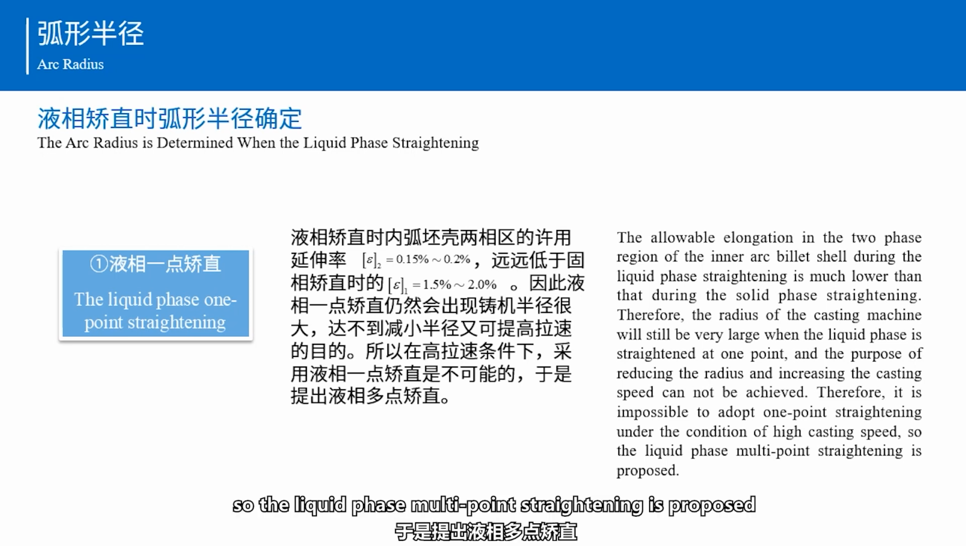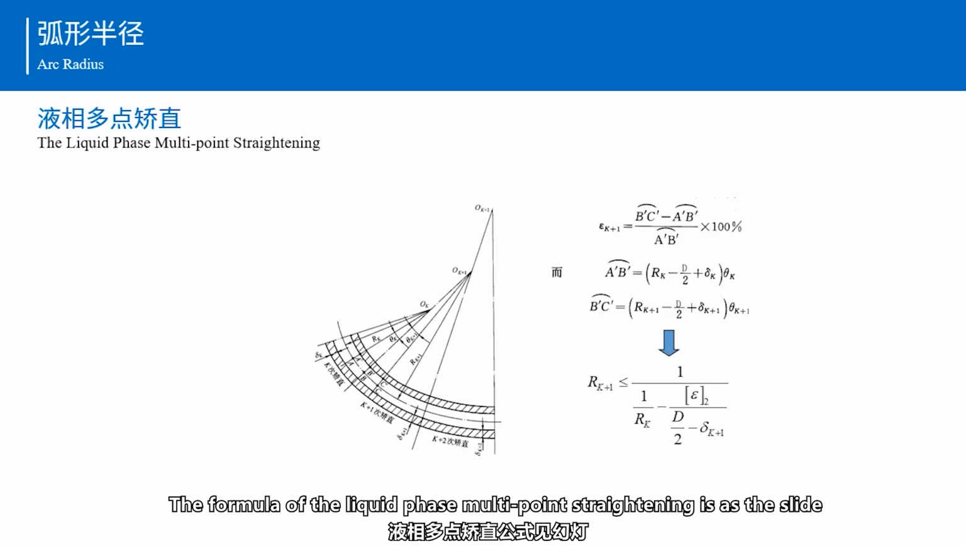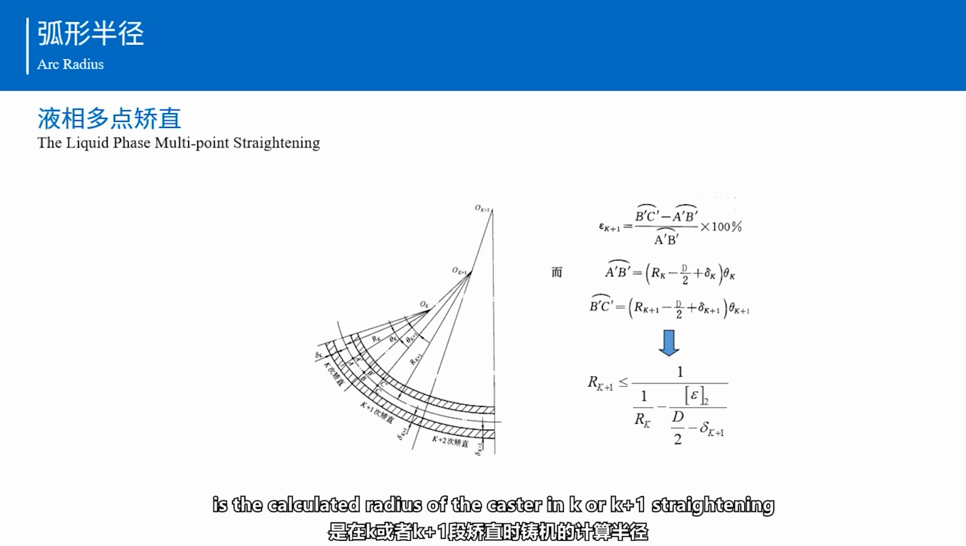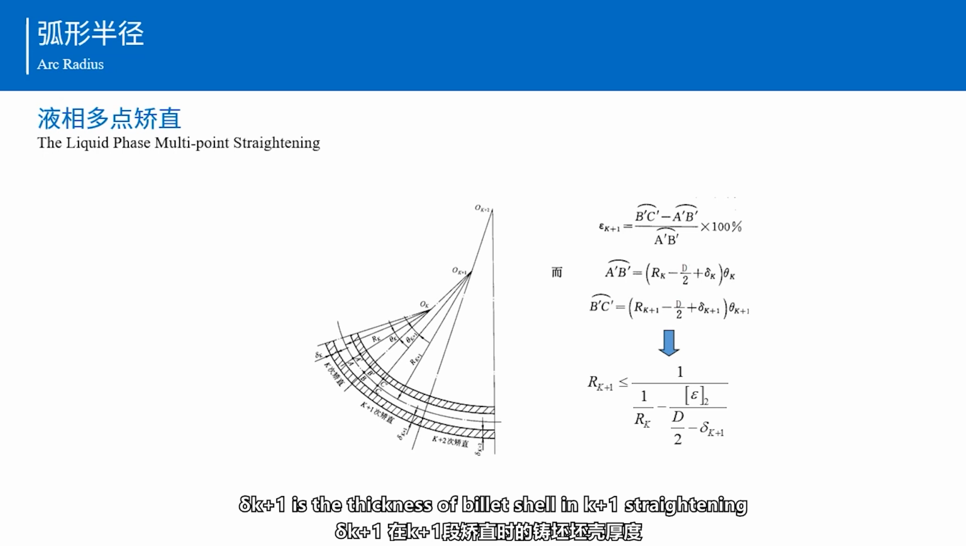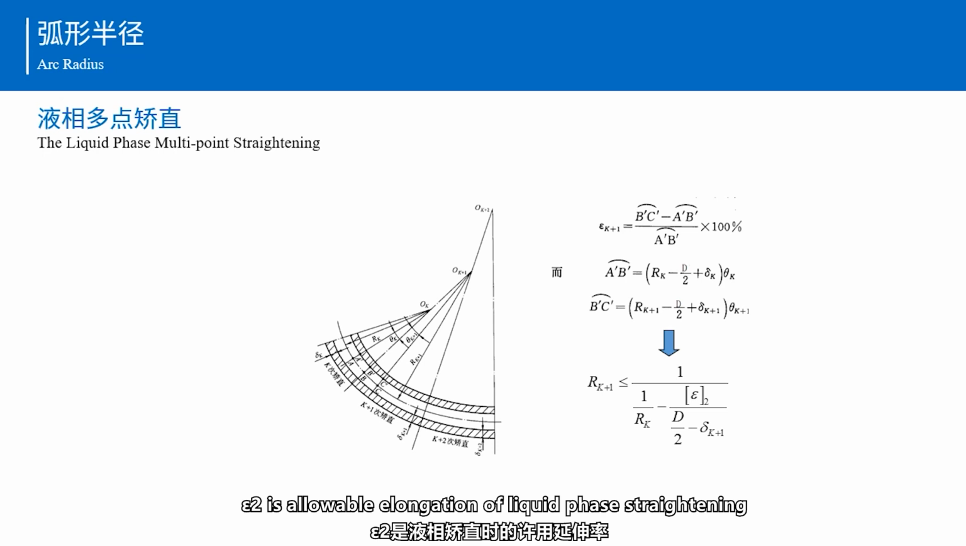So, liquid phase multi-point straightening is proposed. The formula of liquid phase multi-point straightening is on the slide. Here, Rk+1 is the calculated radius of the caster at the k+1 straightening point. δk+1 is the thickness of the billet shell at the k+1 straightening point. D is the thickness of the billet. ε2 is the allowable elongation of liquid phase straightening.